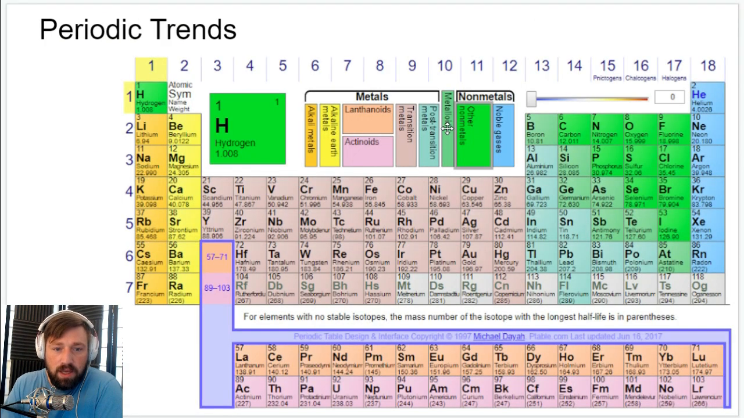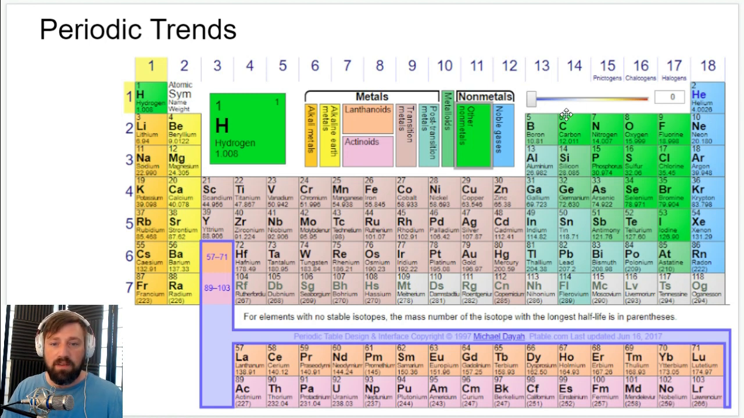Periodic trends. Here we have a periodic table. You can kind of remember that the periodic table is set up in blocks, right? This is the S block, P block, D block. Once the P block is full, we bring back and start filling more of the S block.